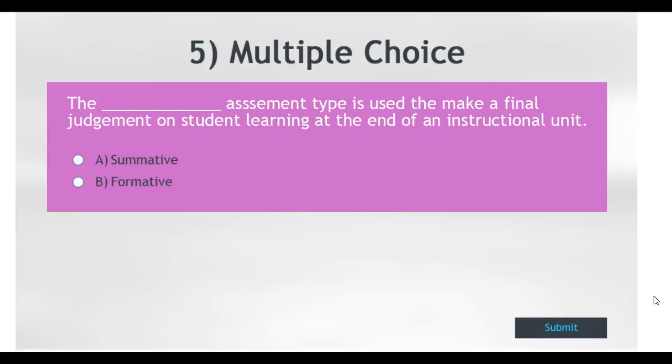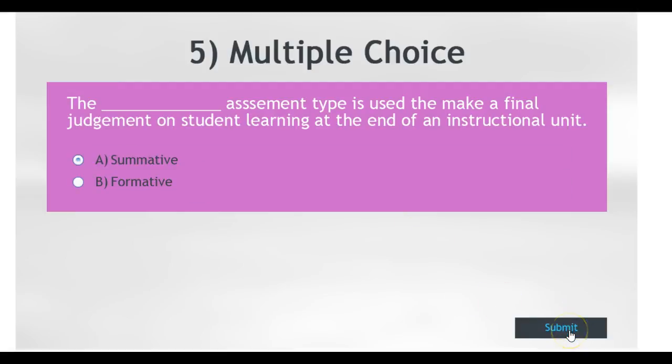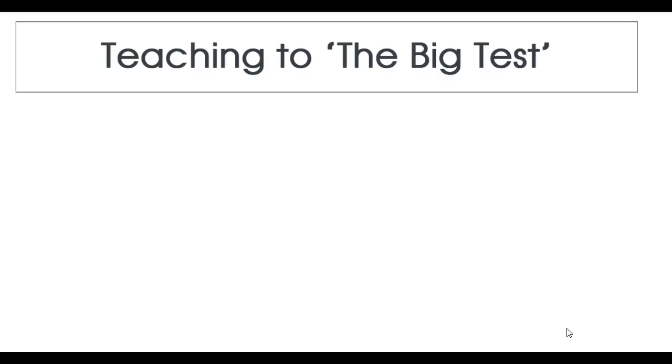Question 5, multiple choice. The blank assessment type is used to make a final judgment on student learning at the end of an instructional unit. Possible answers. A, summative. B, formative. Select Submit when you're finished.